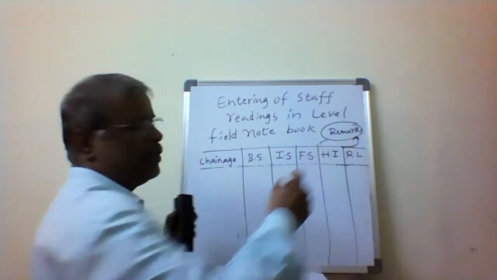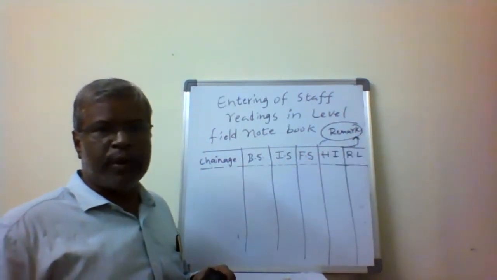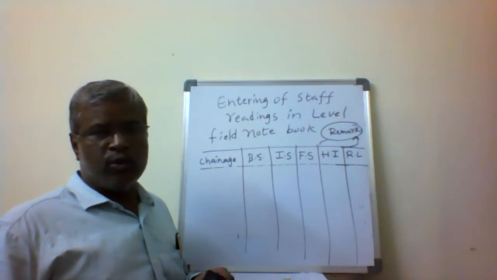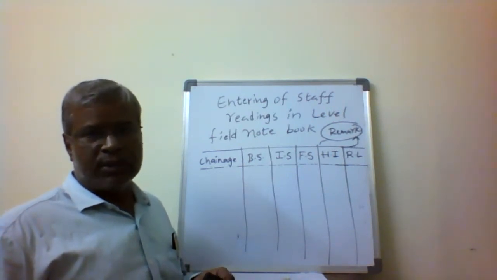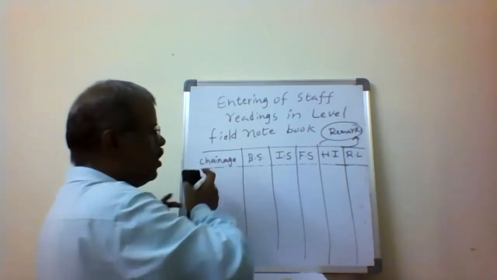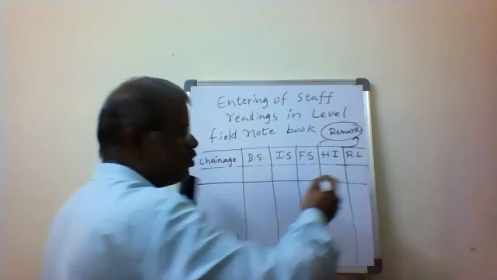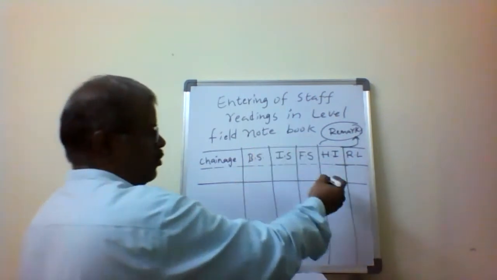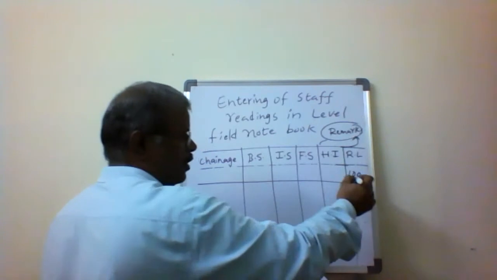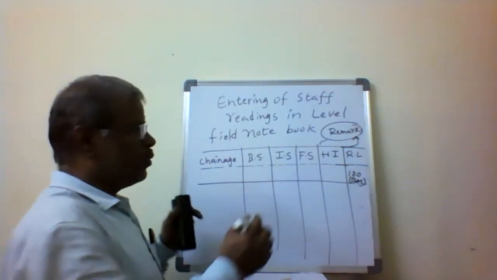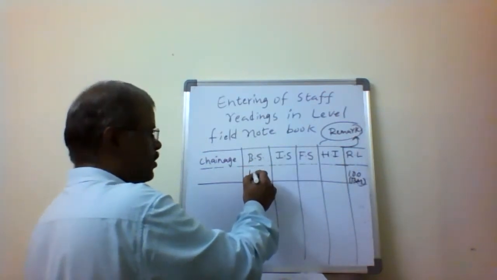After this, in the remarks column, we have to write the known elevation of the benchmark, the change point, all that. Always the table will be such that the railway 100 is the benchmark. Always we are going to take the backside reading first.